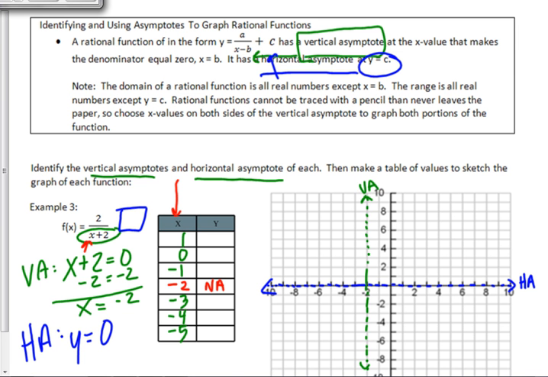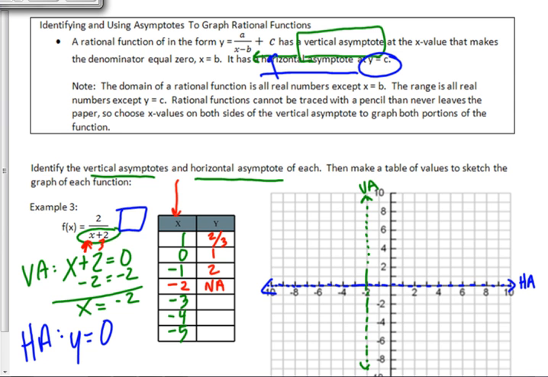When I put in 1 right here, we have 1 plus 2 would give me 3, so I'd have 2 over 3, which would give me 2/3. I input 0. 0 plus 2 is 2. 2 over 2 would give me 1. I would input -1. When I input -1 and do my operation, I get 2.